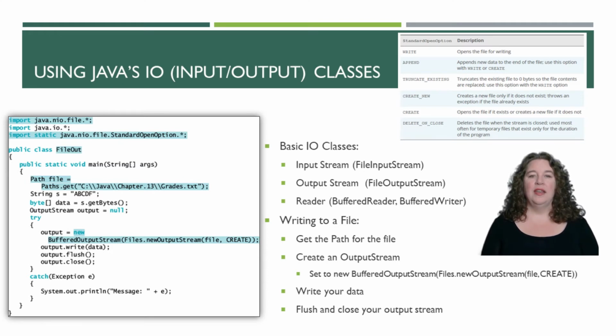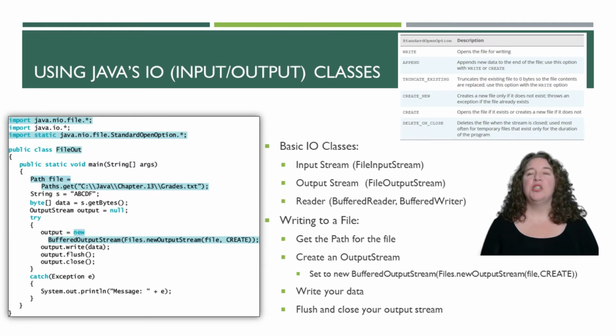You just have to say getBytes, and it'll get you a byte array that you can then put into your file. In this case, we have our output stream that is just set to null to begin with, because we're going to do this a couple of times. We're going to do it in a try block, and we want to make sure that we have access to that variable, but we're not going to set it to anything yet. So in the first line of our try-catch block, we're going to say that the output equals a new BufferedOutputStream.